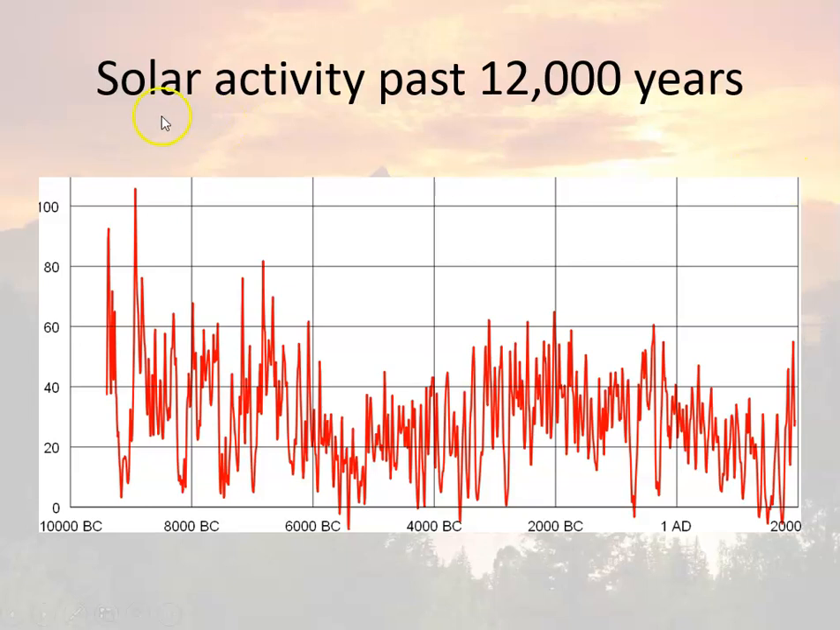So here we have solar activity for the past 12,000 years, and we don't have this quite updated with the modern maximum, but you can see this Maunder minimum right in here. This was a very significant period in here.